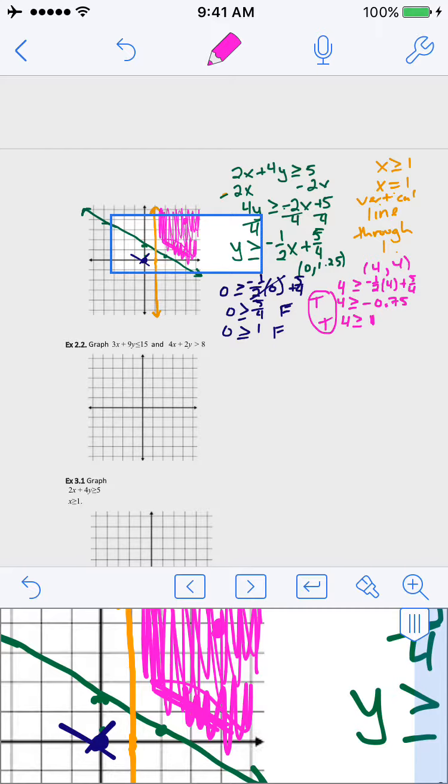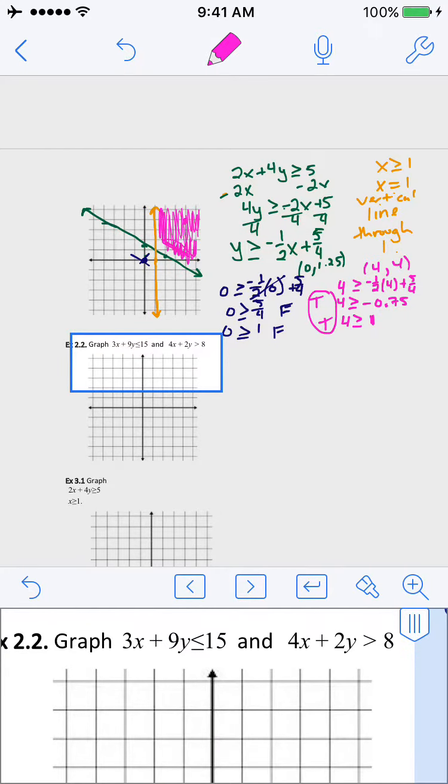I'm going to let you guys try out this next one. Go ahead, try it out, see what you think, and then restart the video, or unpause the video when you have figured it out.